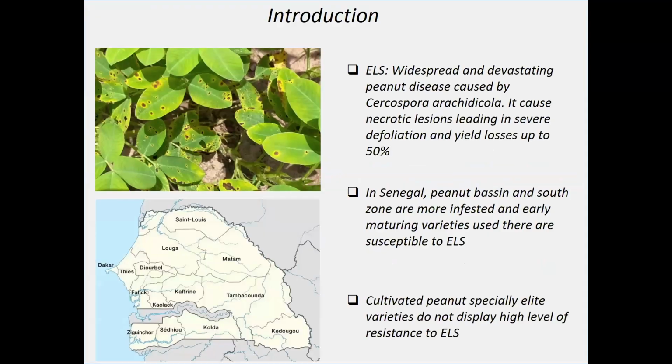Well, early leaf spot is one of the most widespread and devastating peanut diseases in the world. The causal agent, Cercospora arachidicola, causes necrotic lesions on leaves, which may lead to severe defoliation and yield losses of up to 50%. In Senegal, the area called the Peanut Basin and the south part of the country are the most infested zones, and the risk of yield losses there is increased by the use of early maturing varieties, which are susceptible to early leaf spot, as is cultivated peanut in general.